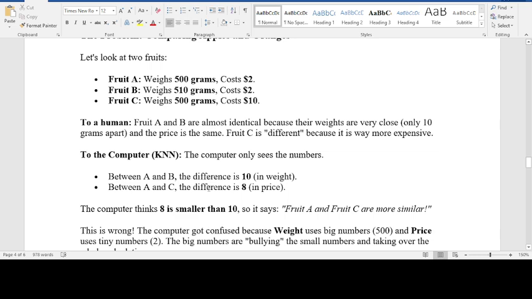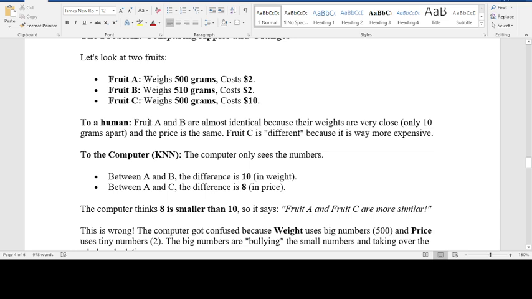The system is comparing A and B, and then A and C. We compared A and B in terms of cost: 2 minus 2, it is 0. When you take fruit C, 10 minus 2, it is 8. According to us, A and B are the same because the cost difference is 0. When you take A and C, the cost difference is 8. So we say A and B are the same, C is different.